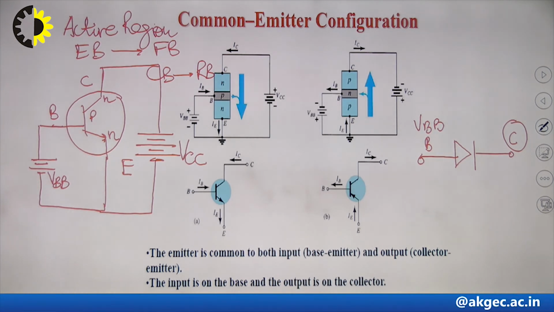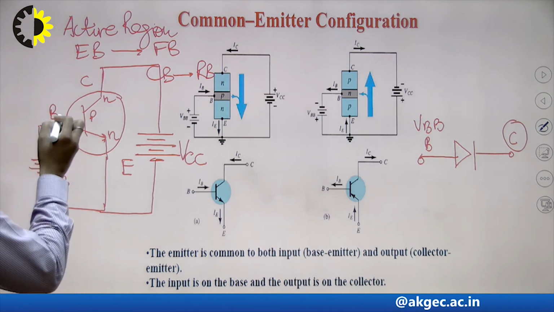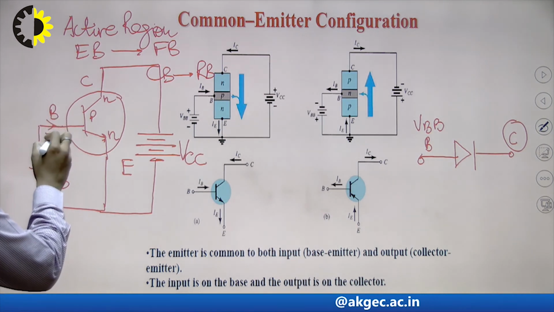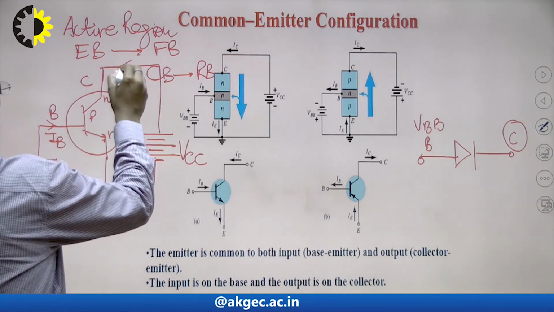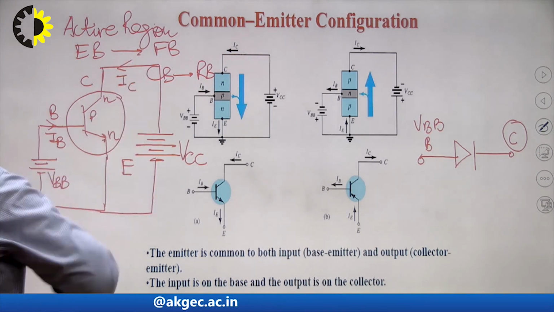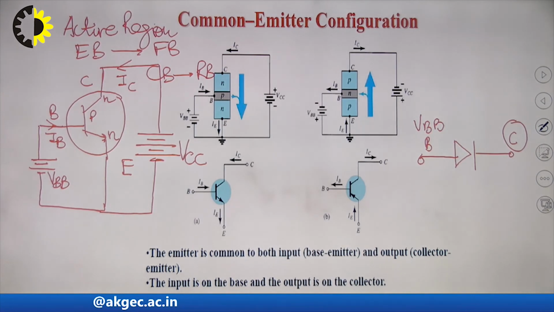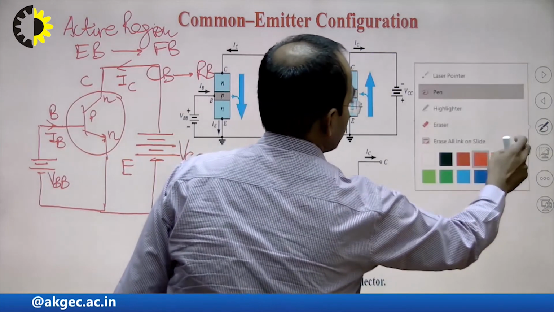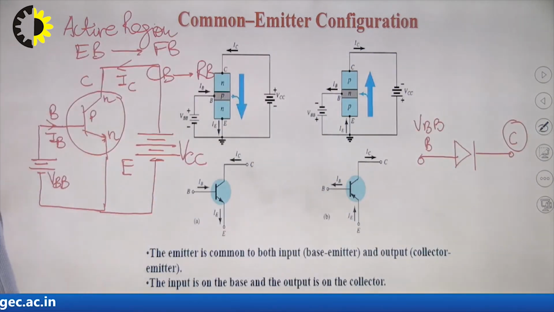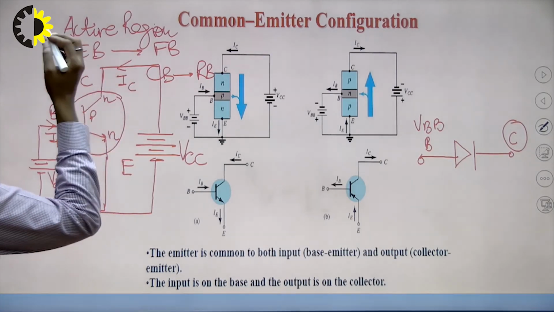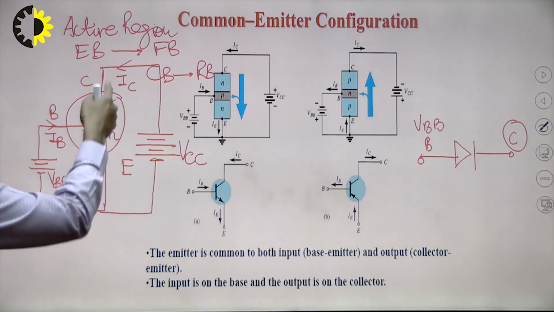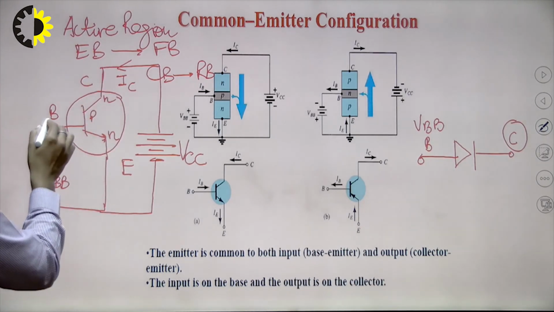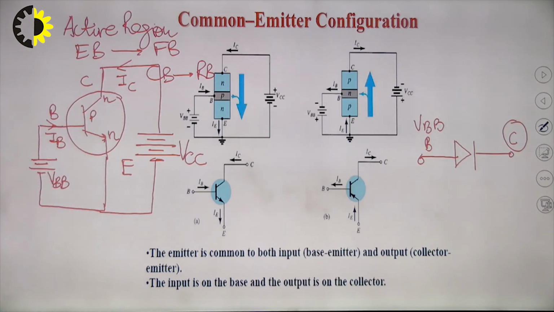So, what will be the input voltage? What will be the current flowing through this? The base current IB is the input current and the output current will be IC. This is the output current. What will be the output voltage? The output voltage will be VCE, the collector to emitter voltage. The input voltage will be VBE.